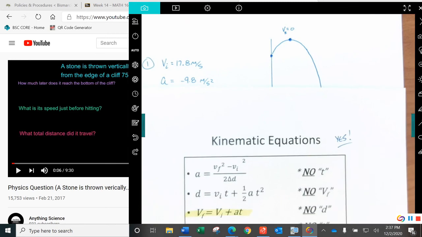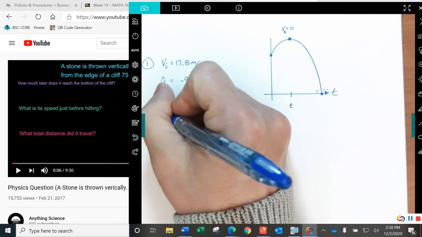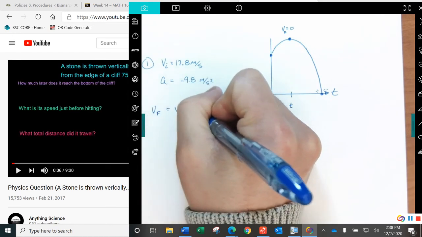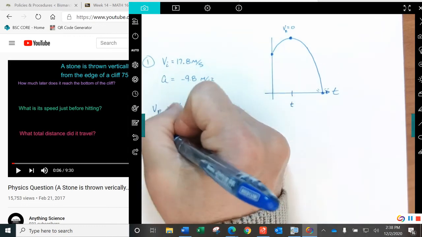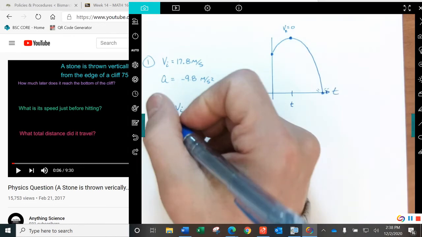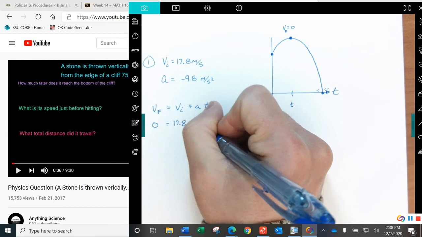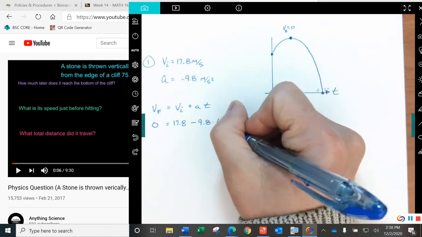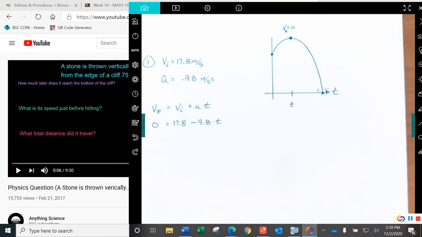We'll write this kinematic equation down, and then we'll put in the information that we have. The final velocity is 0 when it starts at 17.8 meters per second. Acceleration is negative 9.8 meters per second squared times some unknown t value. That's the time interval from here to here. So we'll solve that for t.